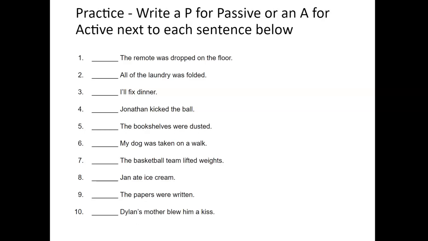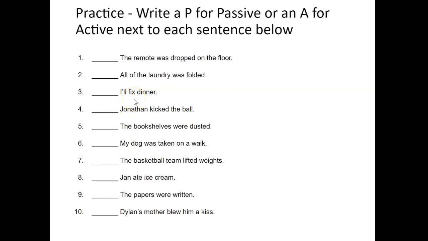Number three, I'll fix dinner. Do you think this sentence is active or passive? Number three is active. We can look for the verb. The verb is fix. The person performing the action, we don't have their name, but it says I, and that is before the verb, so that sentence is active.